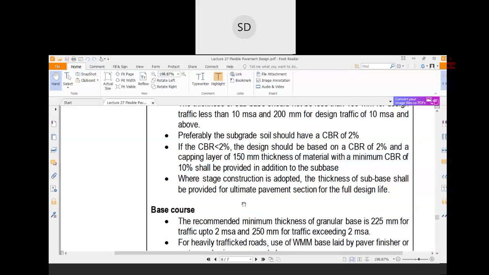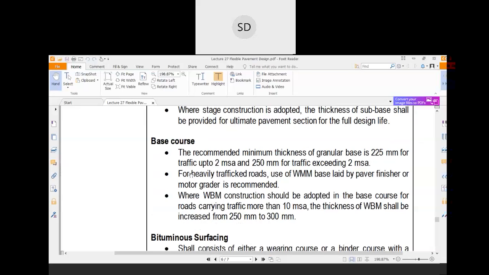So next portion is base course. The recommended minimum thickness of granular base is 225 millimeter for traffic up to 2 MSA and 250 mm for traffic exceeding 2 MSA.